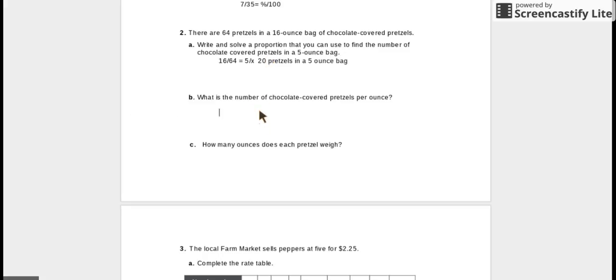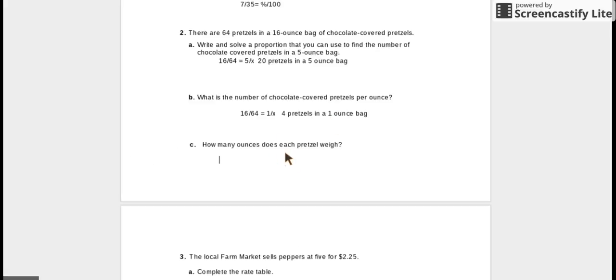All right. What is the number of chocolate-covered pretzels per ounce? Well, again, we can set up a similar proportion, but now we've got to look out for this per ounce. Now we're finding a unit rate. So we can use the same proportion as previously, where we had our ounces on top and our pretzels on bottom. But now we're looking per ounce. So for a unit rate per ounce, we definitely need the number 1. Because I have my ounces on top, 16 ounces, then on this side of the proportion, it's going to be 1 ounce. And then again, I'm looking for how many pretzels go in a 1-ounce bag.